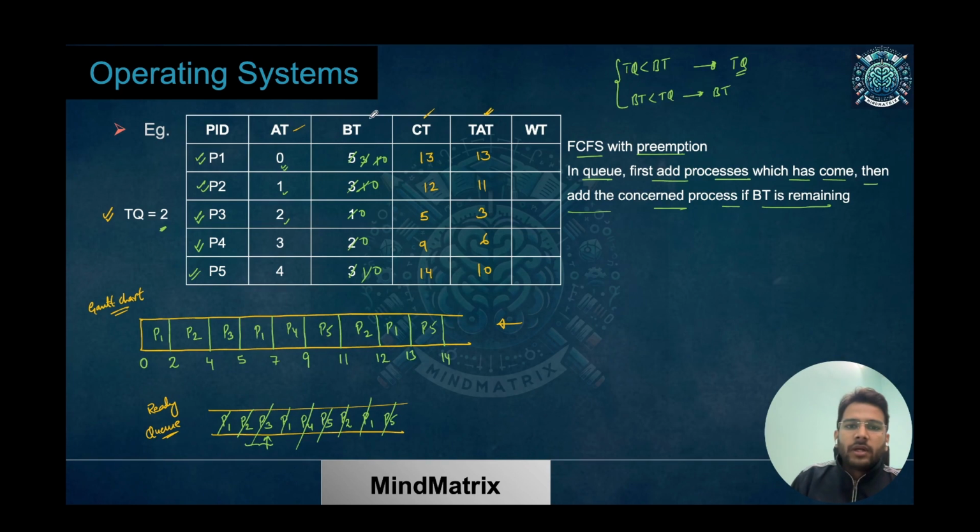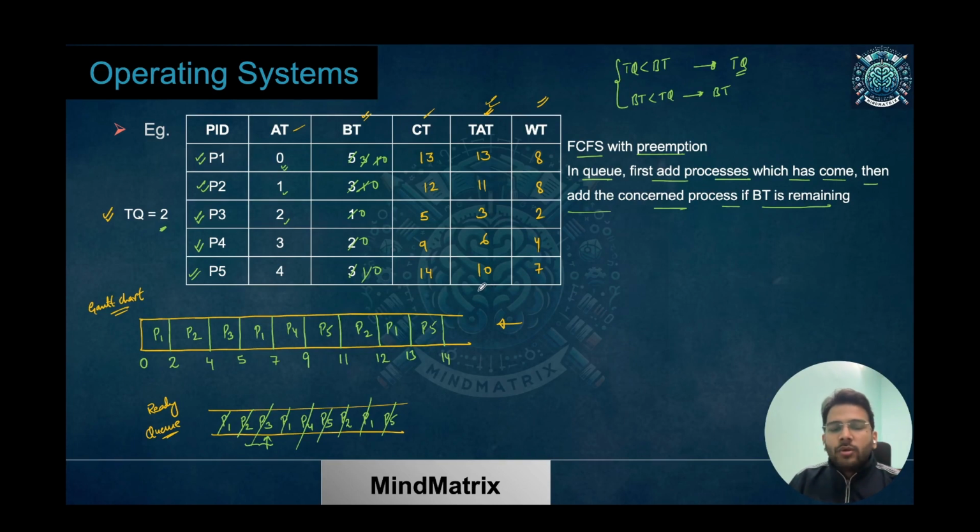Waiting time is turnaround time minus burst time. 13 minus 5, 8. 11 minus 3, that is also 8. 3 minus 1, it is 2. 6 minus 2, it is 4. 10 minus 3, it is 7. Now we can find the average turnaround time and average waiting time for all the processes after scheduling. You can just add them up and divide by the number of processes.